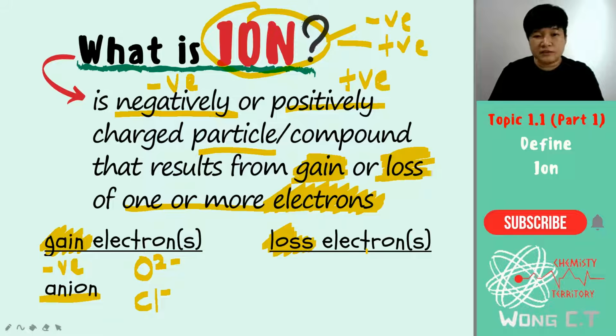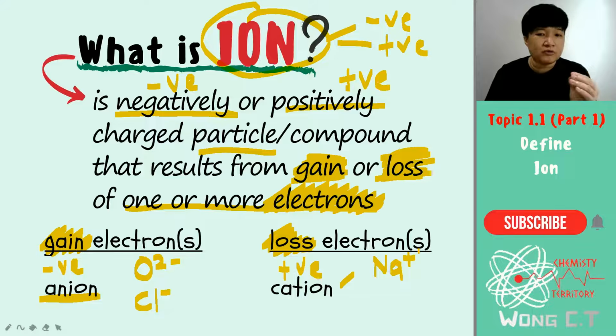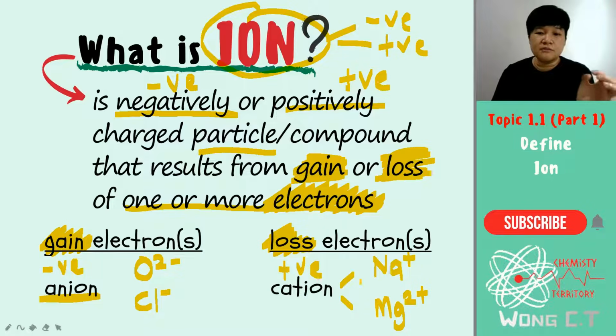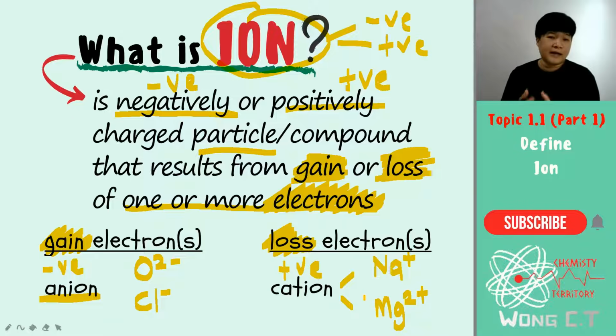Okay? Next, loss of electron means losing electron will give you cation. Cation is your positive charge. Vice versa as your anion, losing one electron will become positive one, like your Na positive. Becomes Na positive because your sodium lost one electron. It can be 2 positive when it lost 2 electrons. Your magnesium loses 2 electrons. That's why it becomes Mg2+. That is your ion. Cation, anion. Okay, positive ion, negative ion.